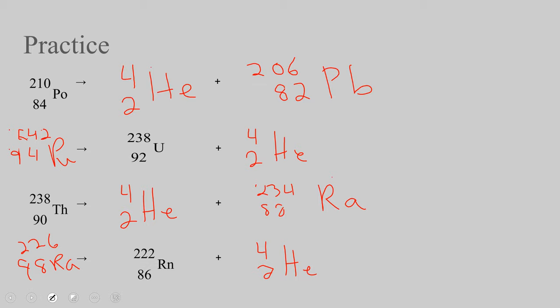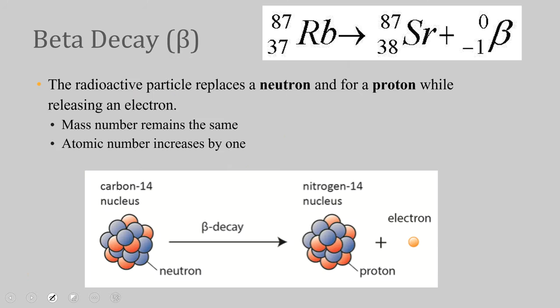Very cool. Now continuing on, we're going to look at beta decay. This is the second type that we're going to look at. In beta decay, we're now releasing a beta particle. What's really happening inside the nucleus, we are replacing a neutron with a proton. So a neutron's getting shot out, a proton is now taking its place, and we're also going to be releasing an electron in the process. We're getting rid of a negative charge.